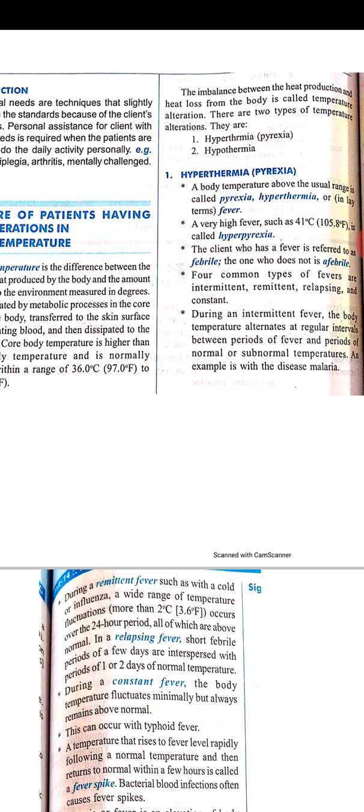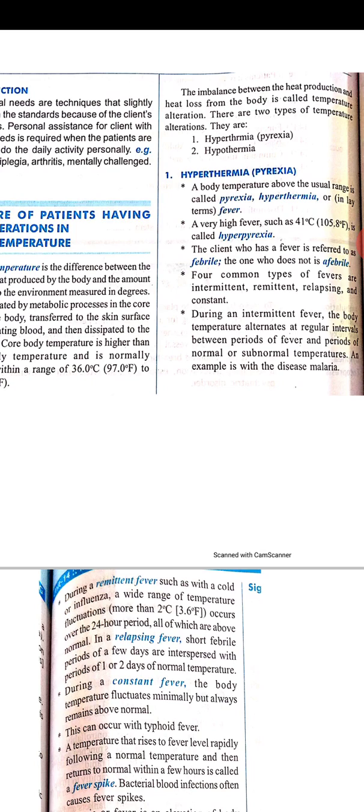When the body temperature remains between 103 degrees Fahrenheit to 105 degrees Fahrenheit, or 39.4 degrees Celsius to 40.6 degrees Celsius, that is known as high pyrexia. When the temperature rises above 105 degrees Fahrenheit, that is known as hyperpyrexia. When the temperature remains between 95 degrees Fahrenheit to 98 degrees Fahrenheit, or 35 degrees Celsius to 36.7 degrees Celsius, that is known as subnormal temperature. Here temperature falls below the normal.